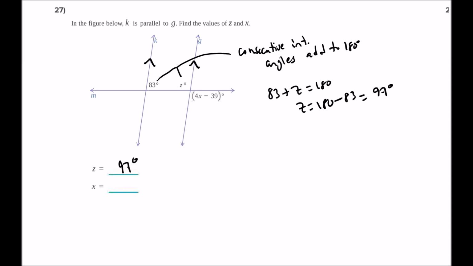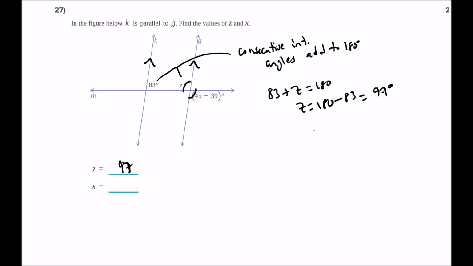All right, so Z is just 97. Okay, so we got Z. Now we have to find this. Now we know that this forms an X, and so these are actually vertical angles. So whatever Z is, that's what that other angle is equal to. So I'm going to say this is congruent to that.